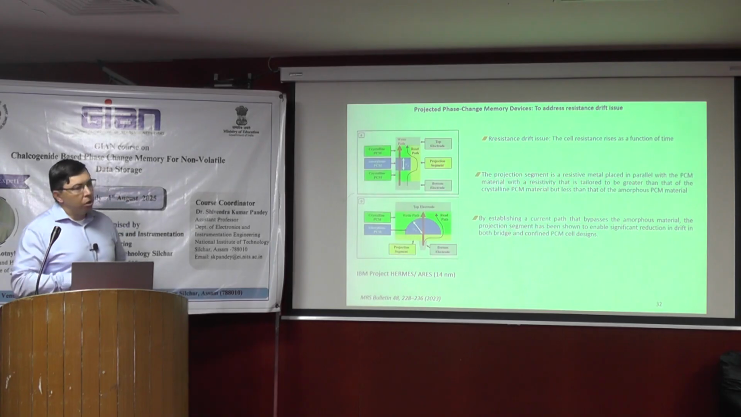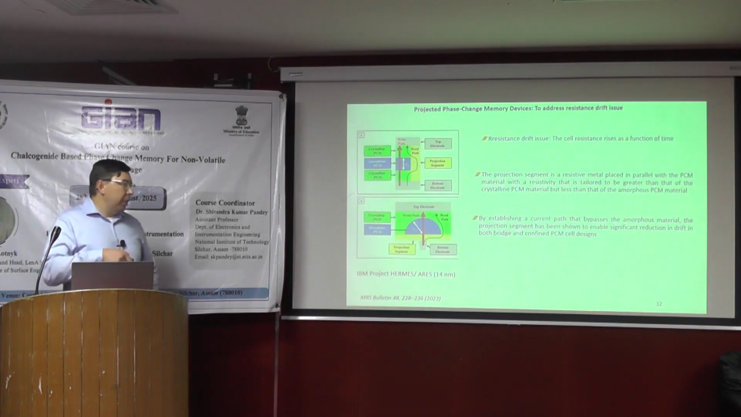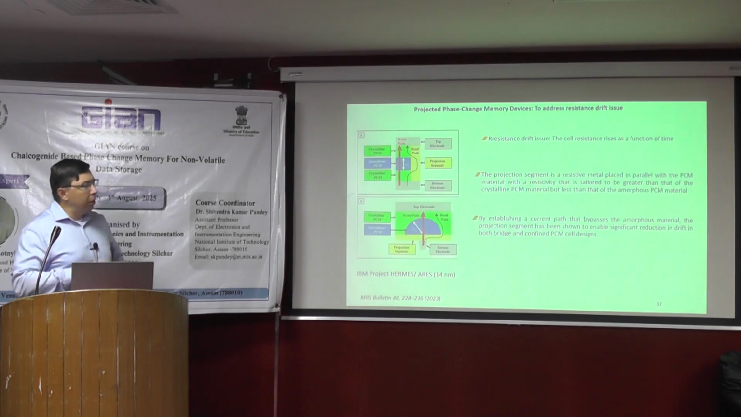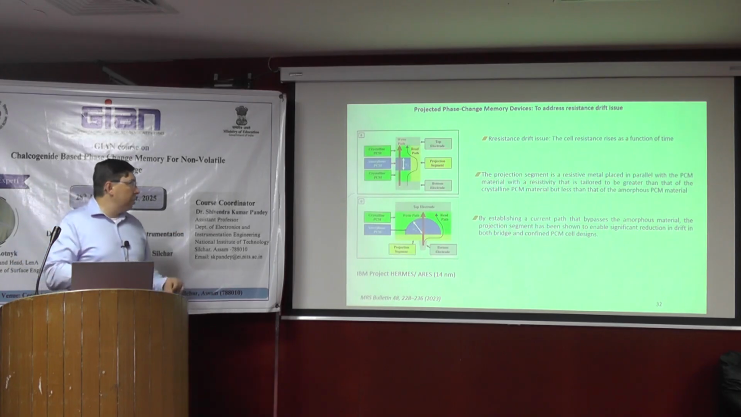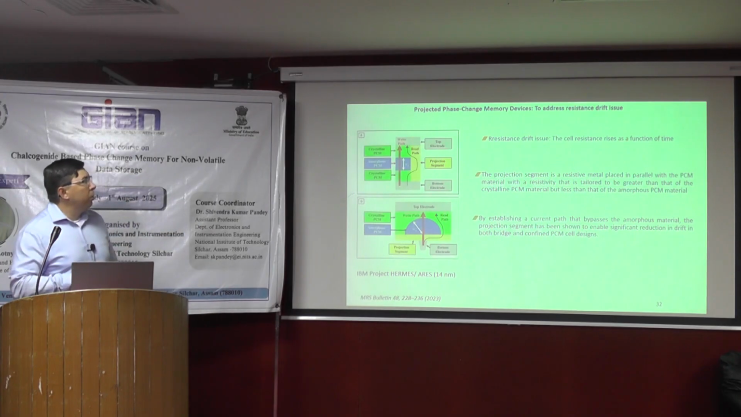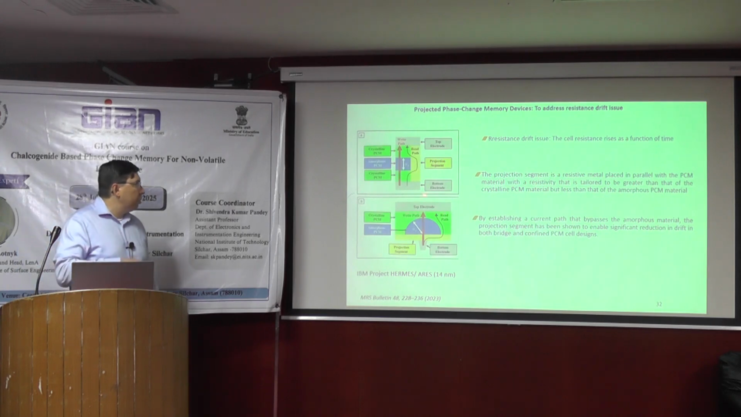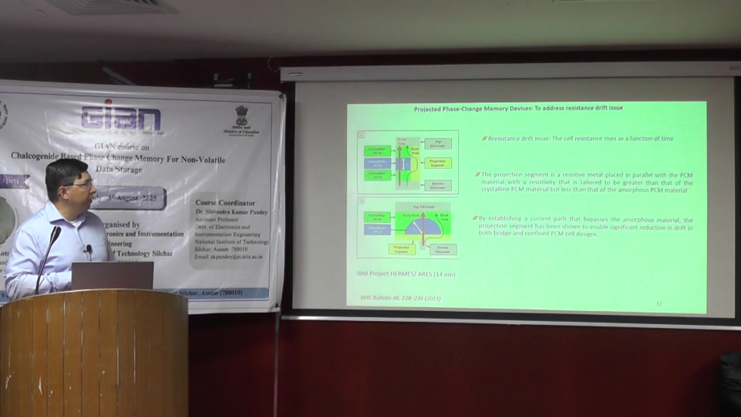And here they used a different read scheme. So the cell operates like a normal cell. You switch between high resistance state and low resistance state, but you read, let's say, in the projection segment, and by using this, you can reduce this problem, the drift current.